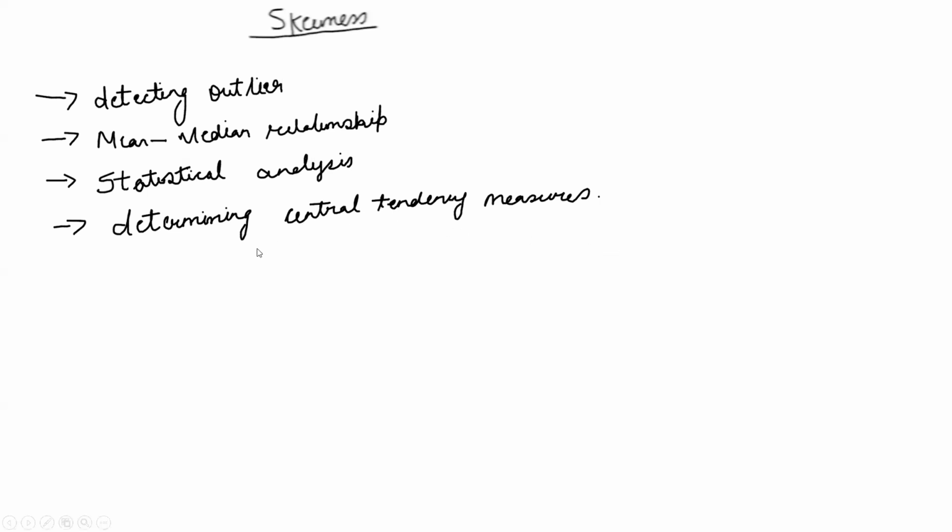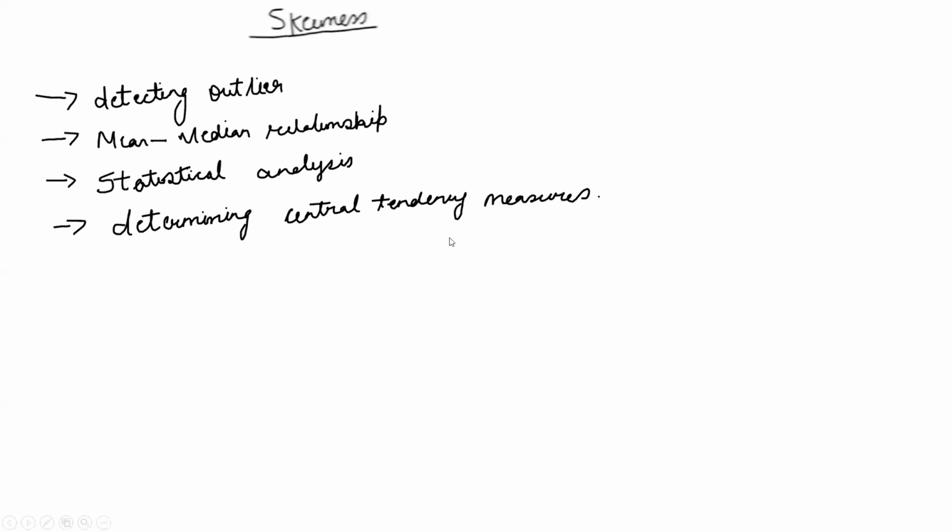Next thing is determining the central tendency measures. For skewed data, whether it's positively skewed or negatively skewed, we know that the mean tends to shift. Okay, the mean is not in the middle.